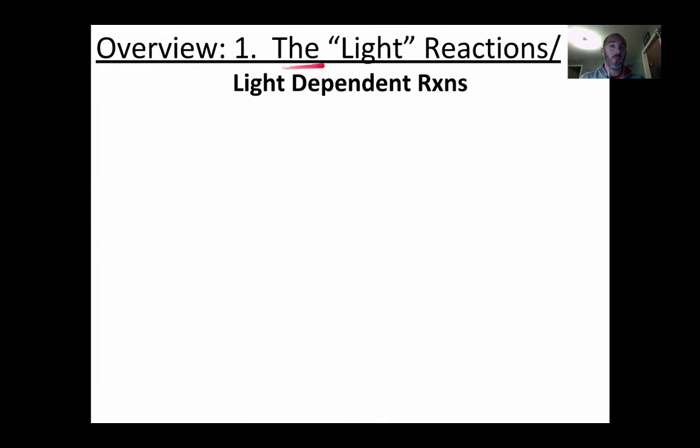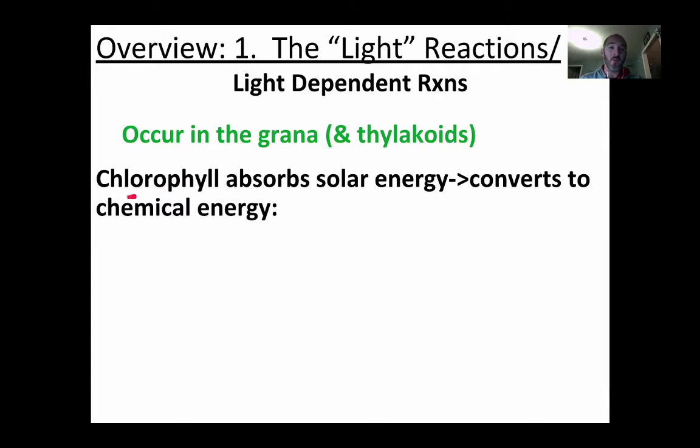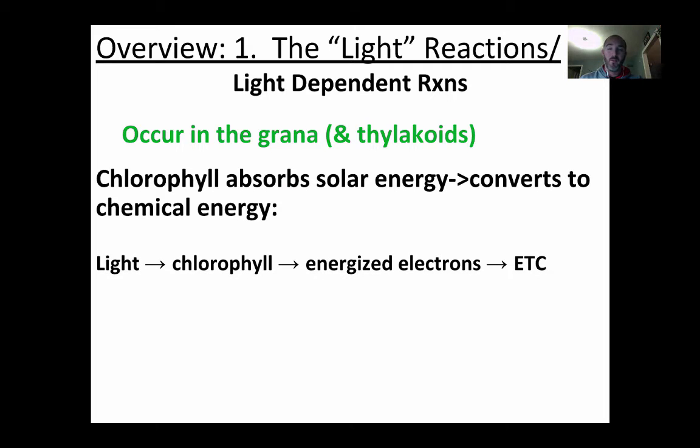So let's look at an overview of the light reactions. They occur in the grana, or these thylakoid stacks in the chloroplast. The chlorophyll absorbs solar energy and converts it into chemical energy. We can draw a flow chart, and you can sketch this in as an outline to add more information to. We start with light energy, which is absorbed by chlorophyll, and that energizes electrons and moves them along an electron transport chain.